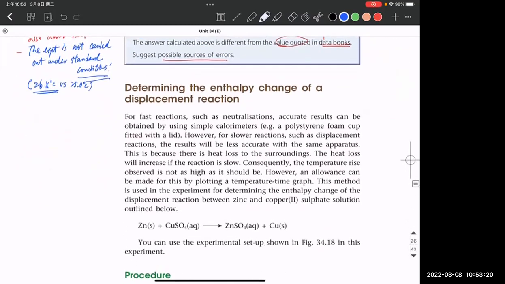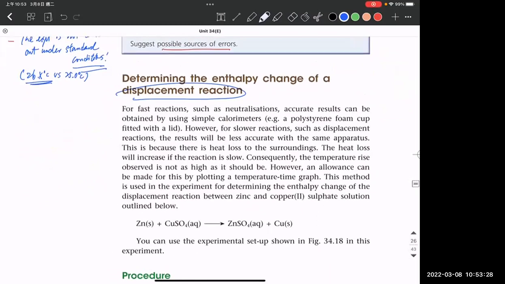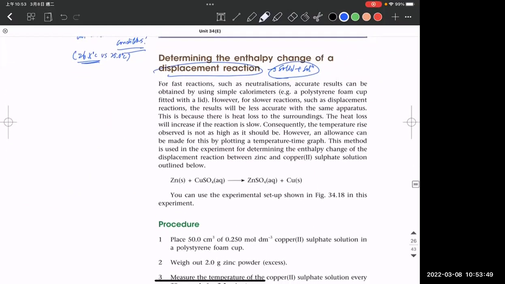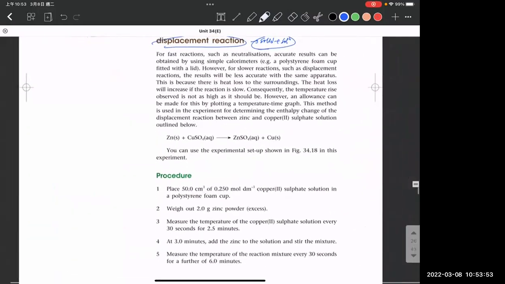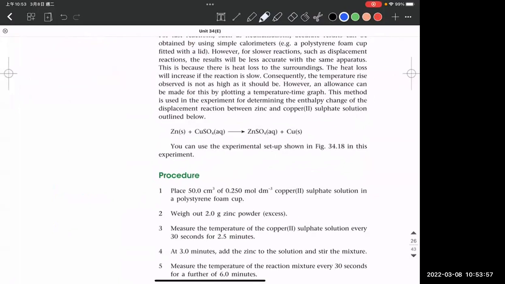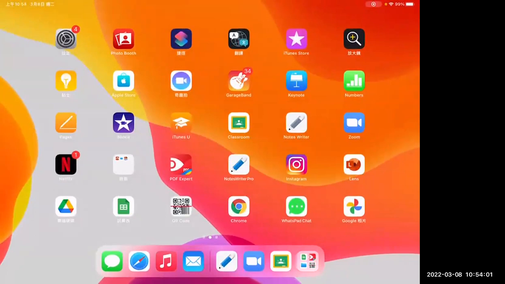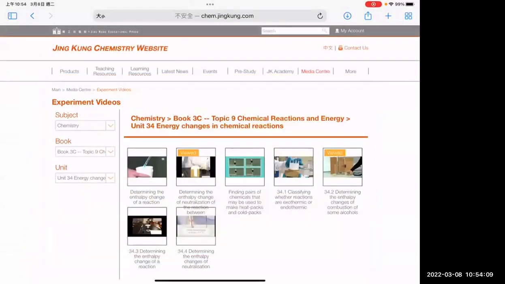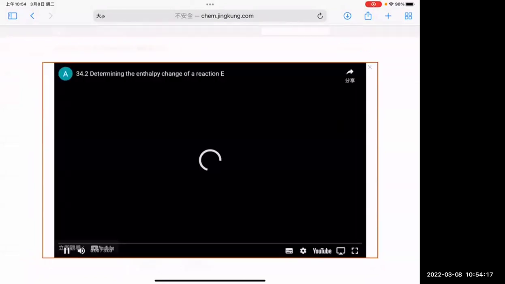Now, how about other cases, for example determining the enthalpy change of a displacement reaction? It's a very authentic example which involves a reaction between a solid and a solution. You are going to read the paragraph here first. What you need to do is watch the video that follows and tell me the difference between the experimental design as well as the mathematical calculations that follow. This is what I would like you to be more aware of. Now, please take a look.